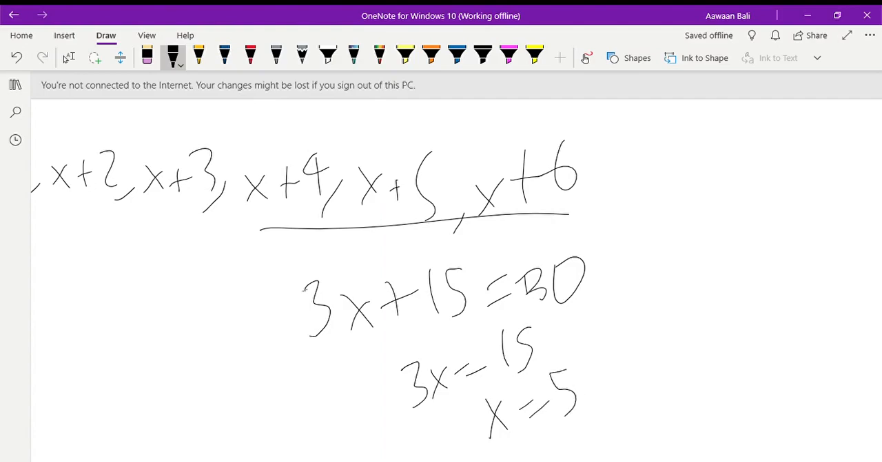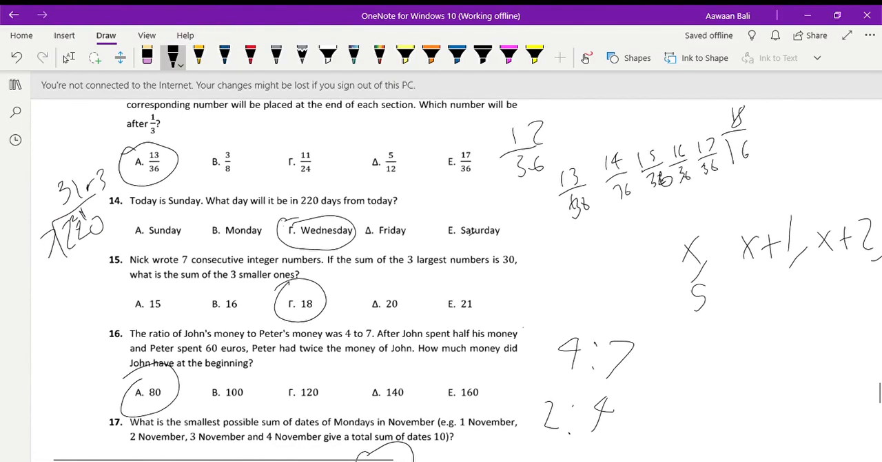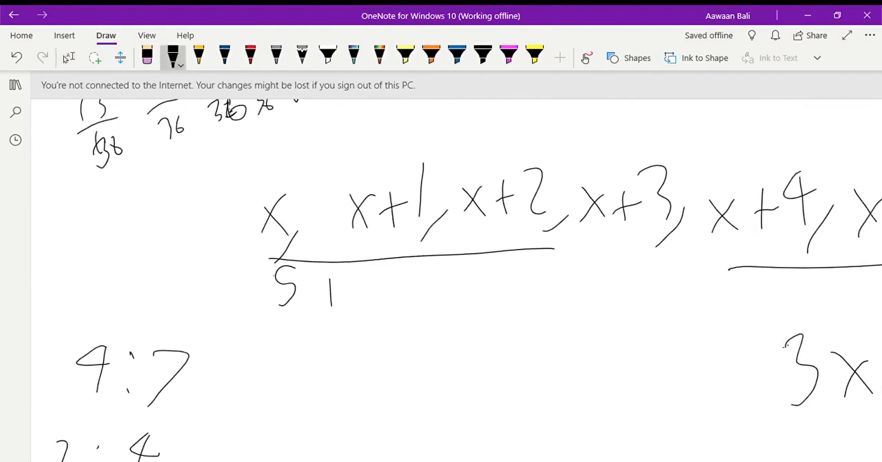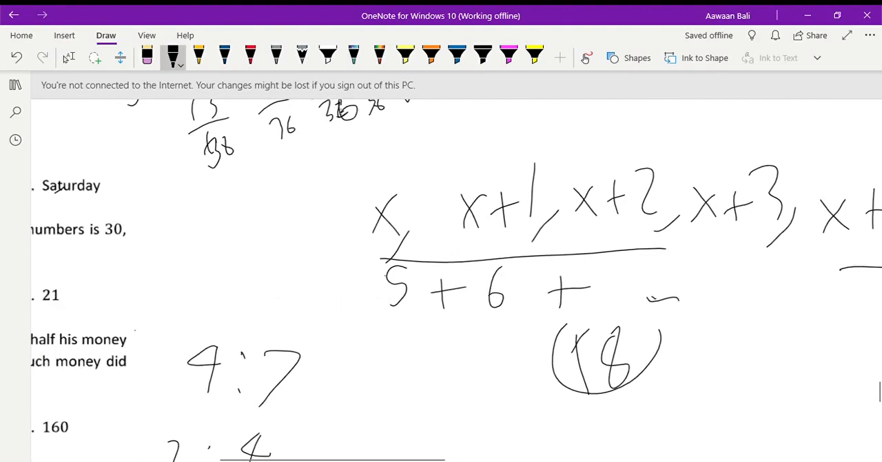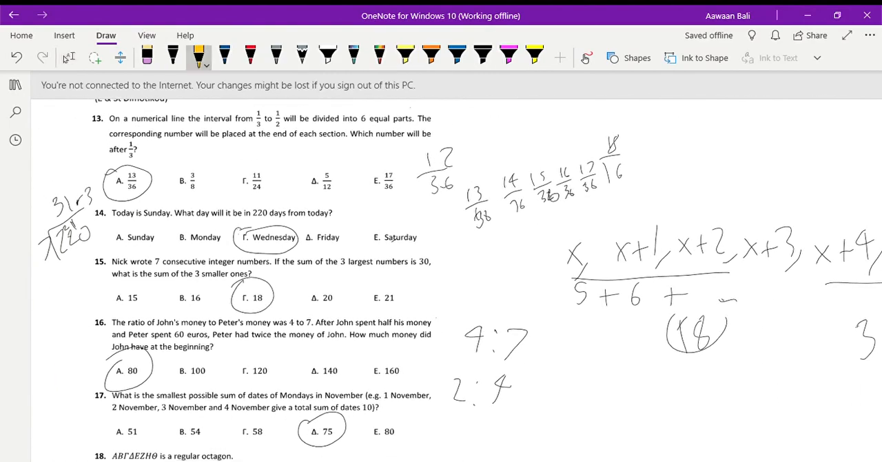X is 5. Which means this is 5, and it's asking the sum of the 3 smaller ones, so these 3. So 5 plus 6 plus 7. 5 plus 6 is 11 plus 7, 18, which means basically the answer is 18. It's gamma.